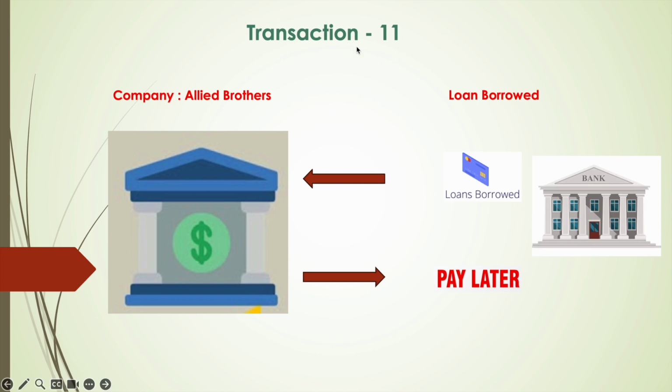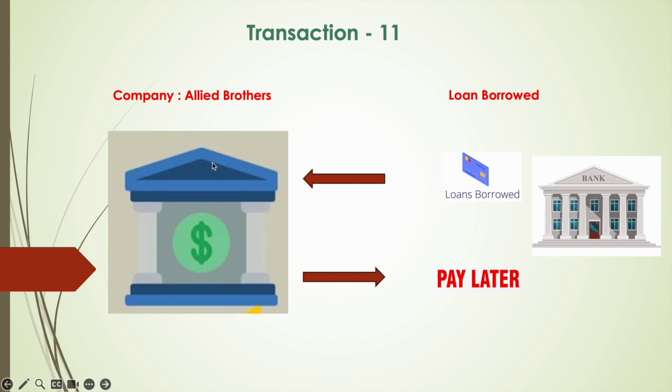Transaction number 11. A loan taken from a bank for a company refers to funds acquired by a company from a bank with the agreement to repay the borrowed amount along with interest and any other applicable fees over a specified period. Loan amount. The loan amount represents the principal sum of money borrowed by the company from the bank. The loan amount is typically determined based on the company's financial needs, creditworthiness, and the purpose of the loan.